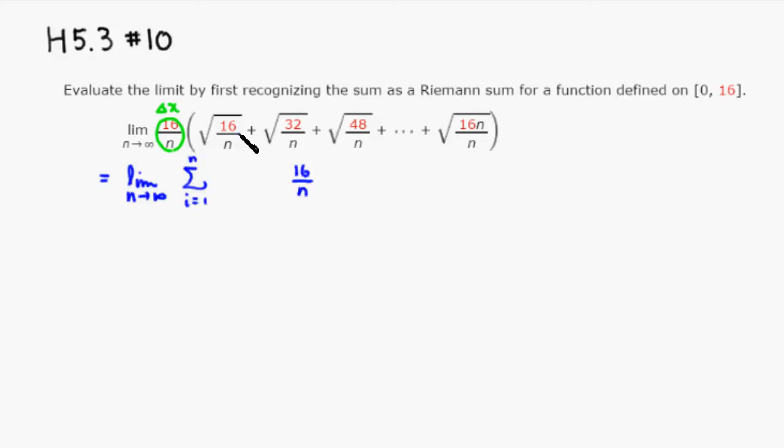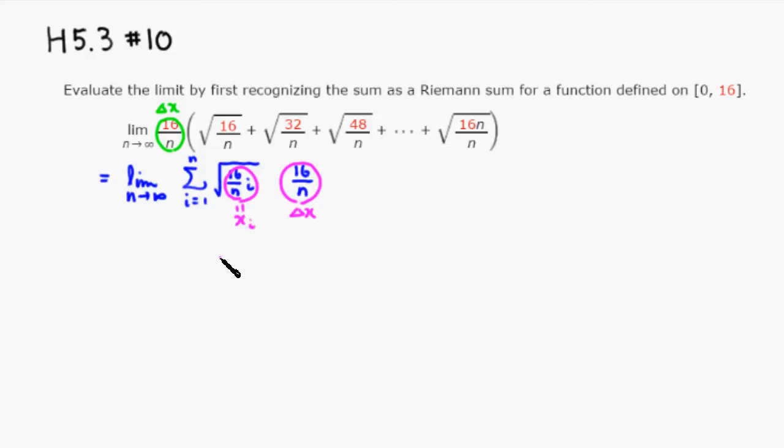It looks like this is the square root of 16 over n times 1, and this is 32, which is 16 times 2, so it looks like this is going to be the square root of 16 over n times i. So you can see that this guy is our delta x, and this guy is our xi.